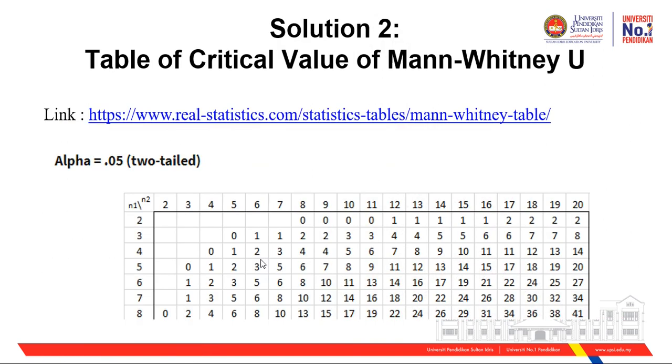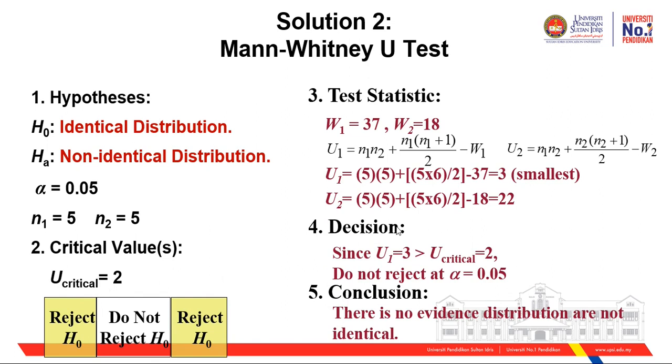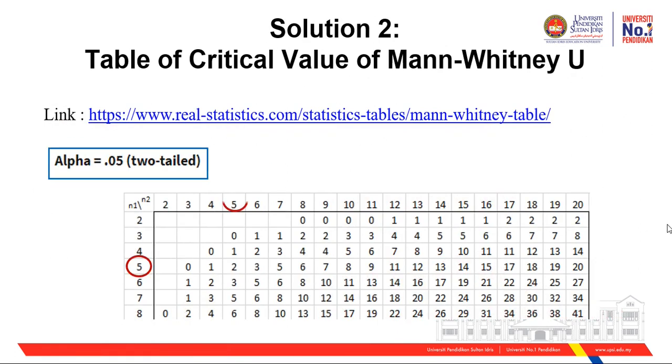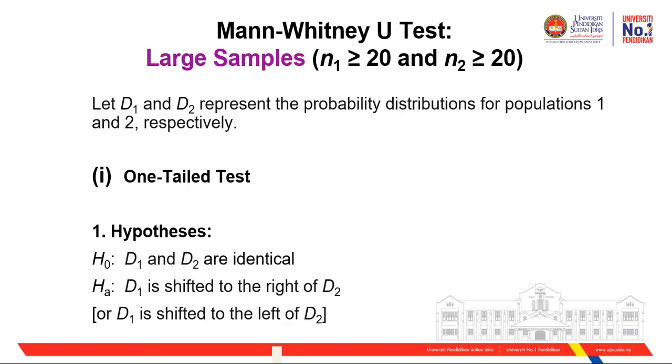Okay, so let's show you how to find the critical. It's similar to the previous method. Okay, first thing first, you need to identify your alpha. For this case, it is 0.05. And then your N1, 5. Your N2, 5. So your critical is 2. Alright, that's why you got 2 here. Then you compare with U1, which is the smallest one. Okay, so that is for small sample and the example.